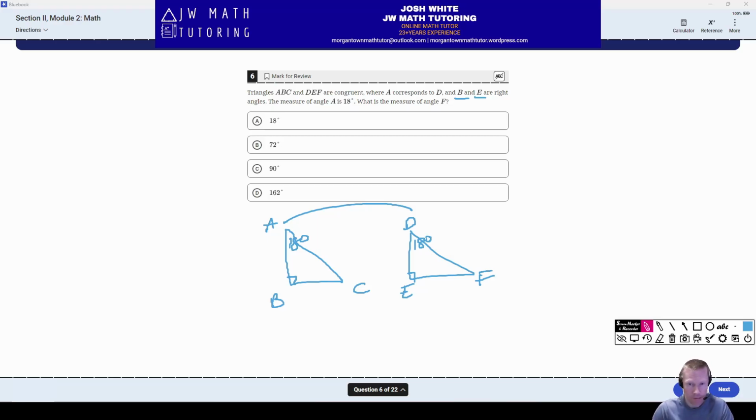Now we can find F by noting that D plus F have to add up to 90 degrees. Because this is a right triangle, you have 180 total. Take away the right angle, you're left with 90 for the two acute angles. So angle F is just going to be 72 degrees. So the correct answer for this one is letter B.